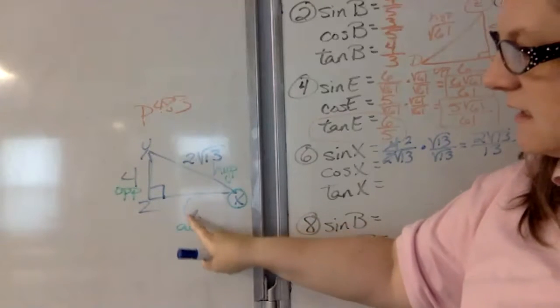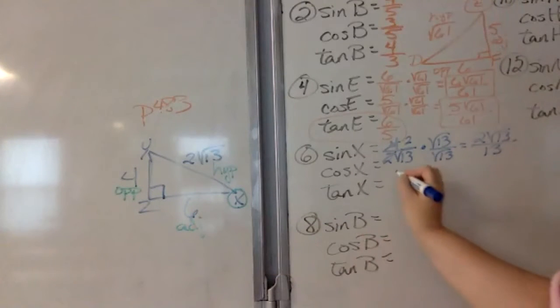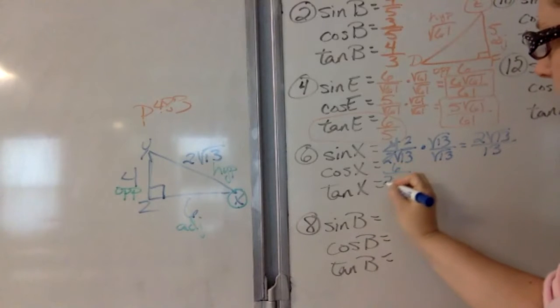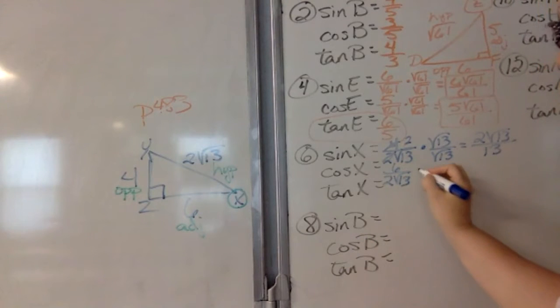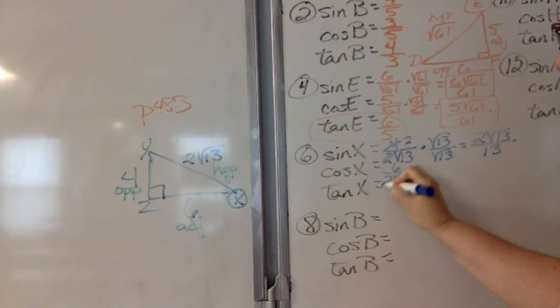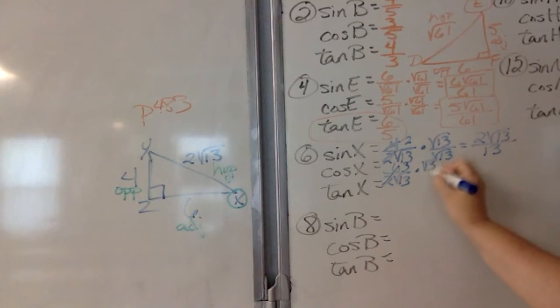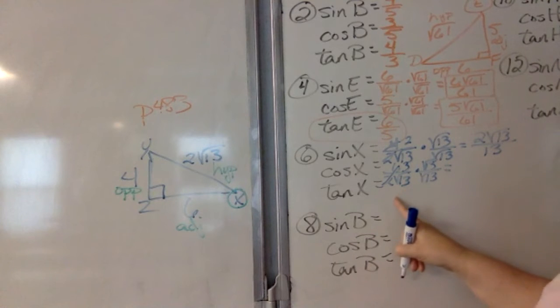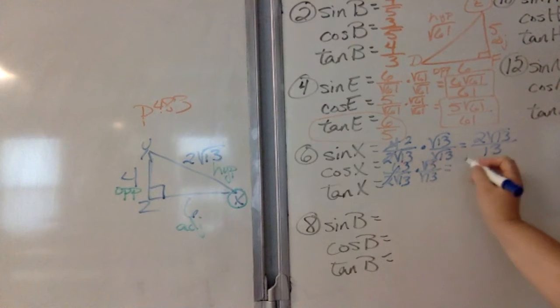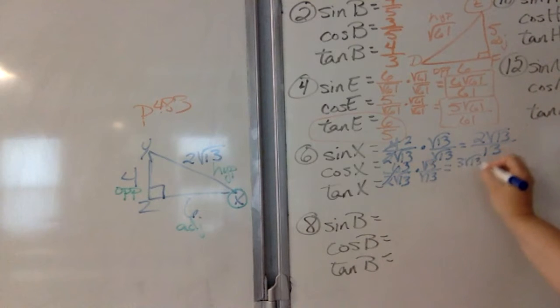The adjacent side to x is the 6. And then the hypotenuse is still 2 square root of 13. Again, I can cancel, 2 goes into 6 3 times. Then I have to multiply by the radical over itself because we never want to leave a radical in the denominator. So I have 3 times square root of 13 over 13.